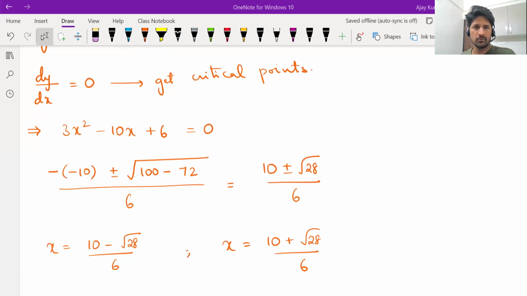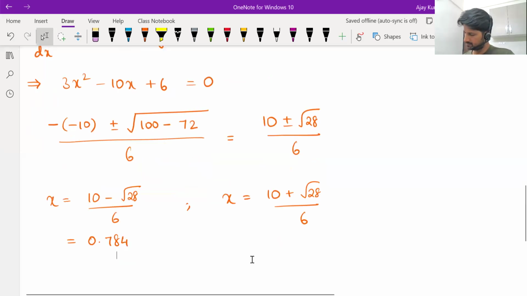Okay, (10 − √28)/6 is 0.784. Let it be. And (10 + √28)/6 will be 2.55 approximately. Okay. We got two critical values.